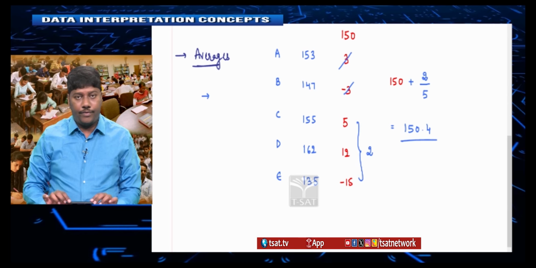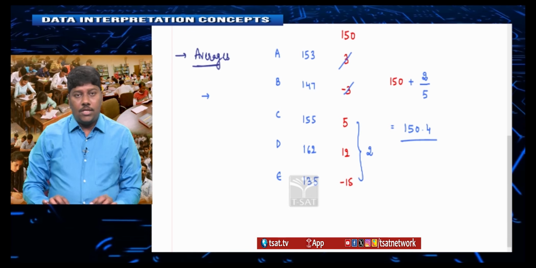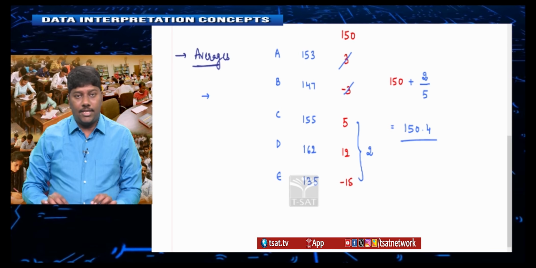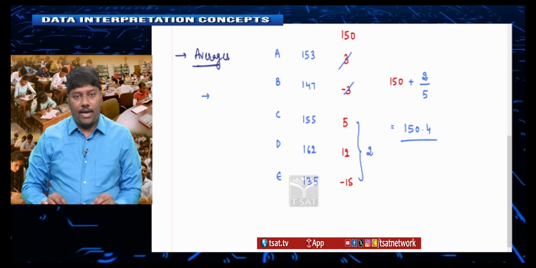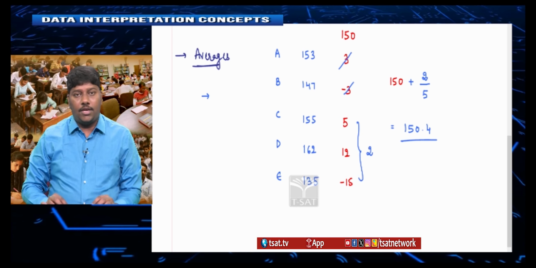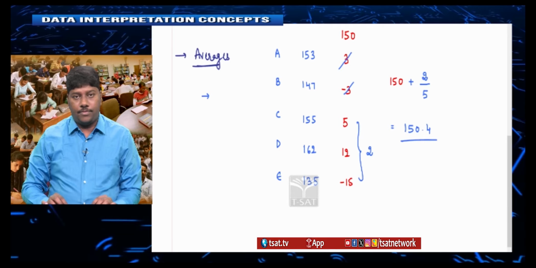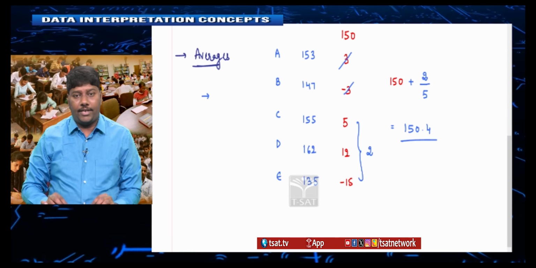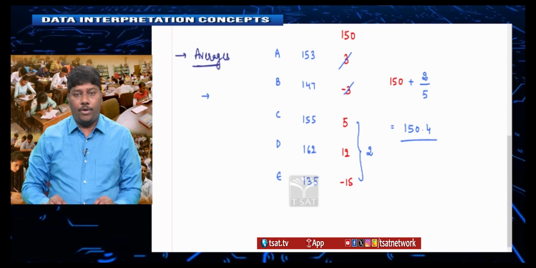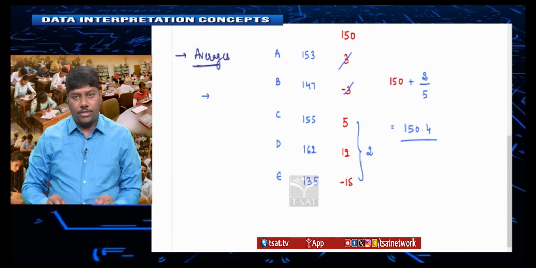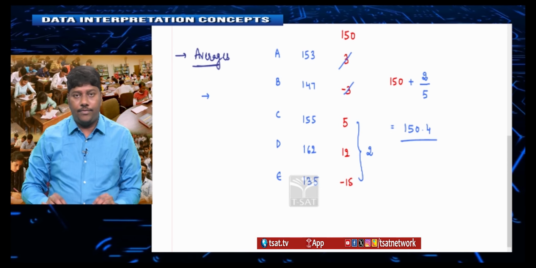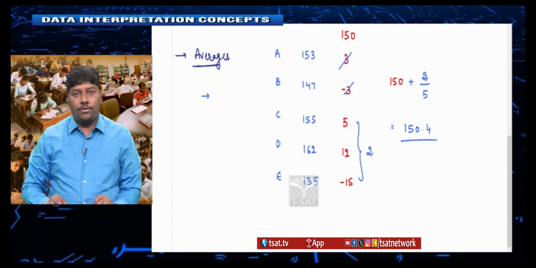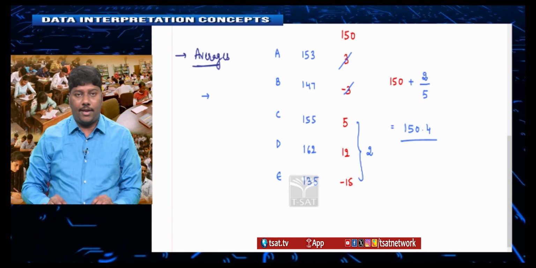So the average of all 5 observations is 150.4. Suppose your sum of deviations is 0, then your assumed average, here 150, is your actual average. If your sum of deviations is negative, then you have to subtract the value after dividing it by 5. If it is positive, you just need to add it. If it is negative, you just need to subtract it. If it is 0, then your assumption is nothing but your average.